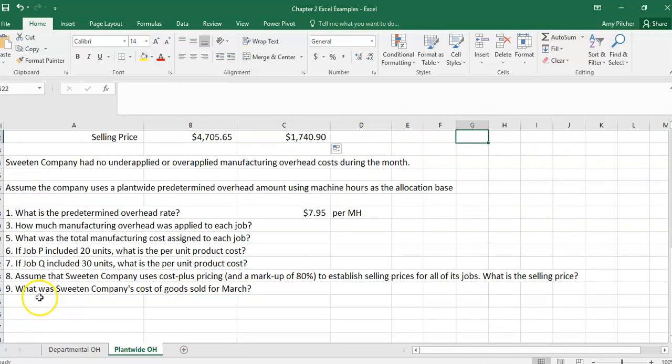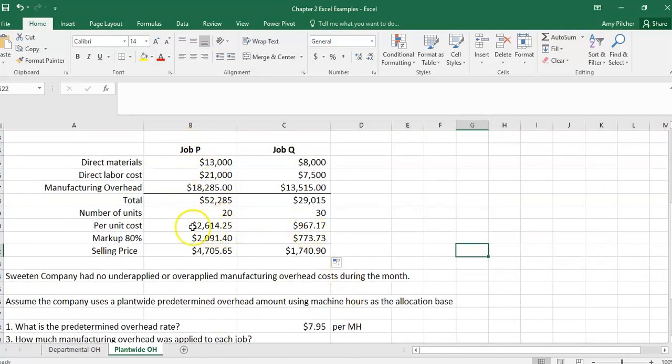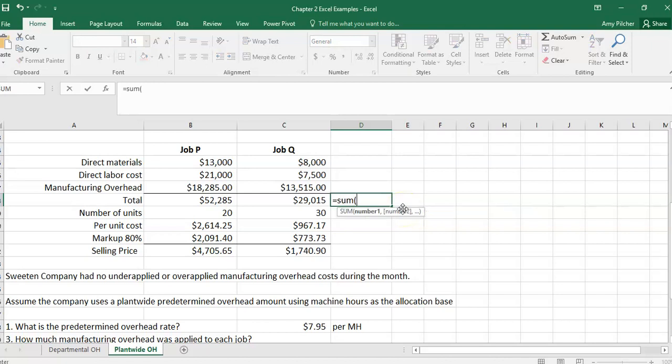The last question says, what is our cost of goods sold for March? If you remember, cost of goods sold is our per unit cost times the number of units sold. So we have our per unit cost times the number of units sold equals our total cost for job P and job Q. To calculate our cost of goods sold, we add the total of these two jobs together. So our cost of goods sold for March is $81,300. Now this is using a single plant-wide overhead rate.